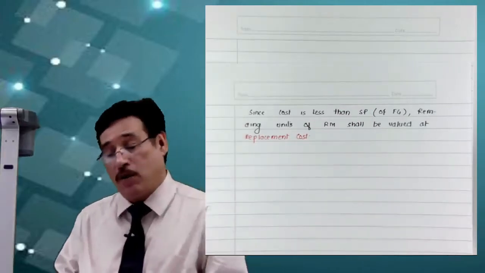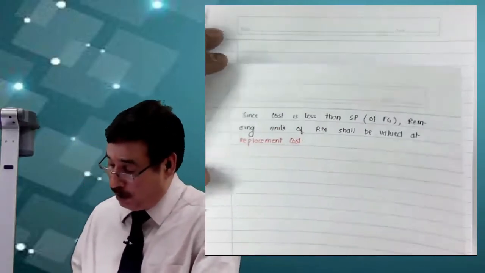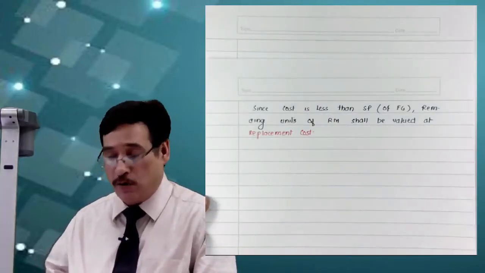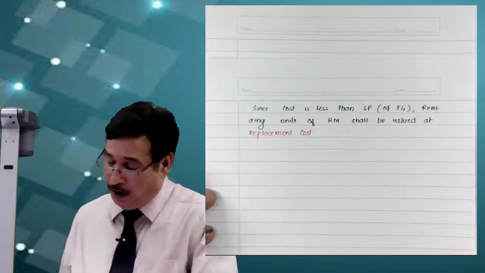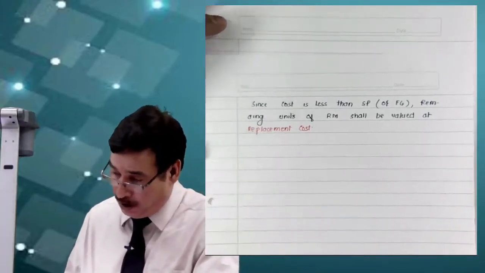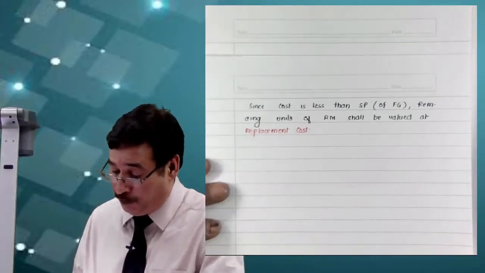Now replacement cost is given to you in the question, correct? Replacement cost is given to you in the question. If you look into the question, you will find that the replacement cost is actually at the rate of 150.